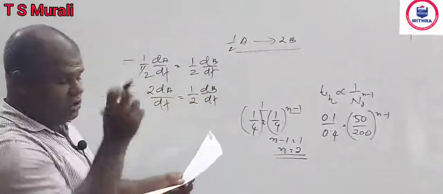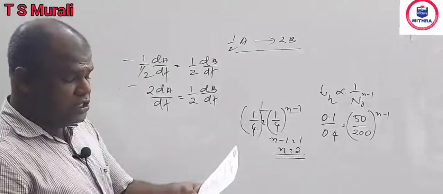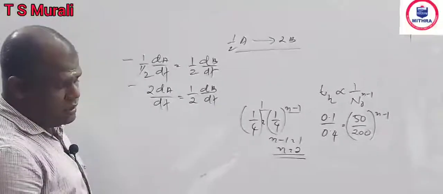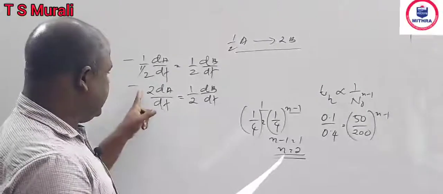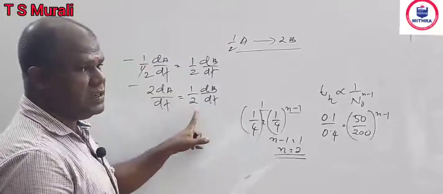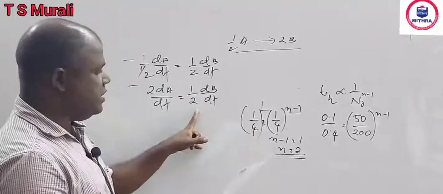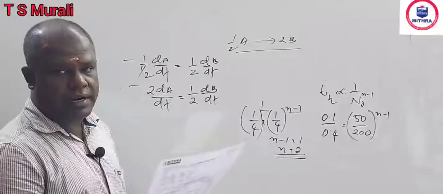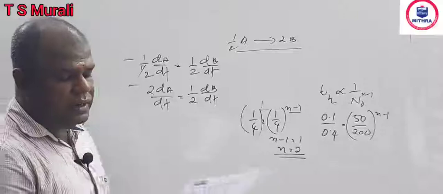Then you are asked to find the ratio: the rate of disappearance of A related to the rate of disappearance of B. This is a relation. dA by dt and dB by dt, how are you correlating? When I am taking this 2 to the right side, it becomes 4. So minus dA by dt is equal to 1 by 4 dB by dt, or any relations connected to that formula. You find it and tell me the answer.